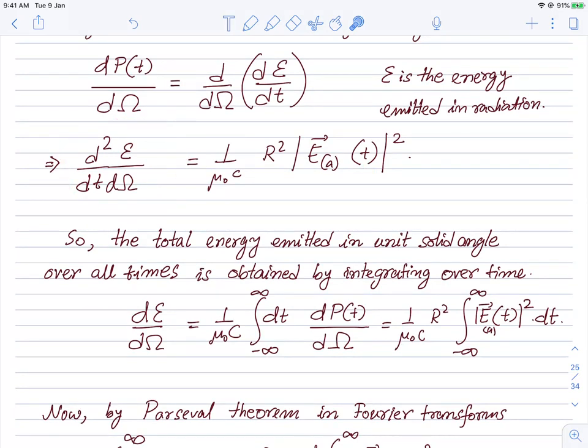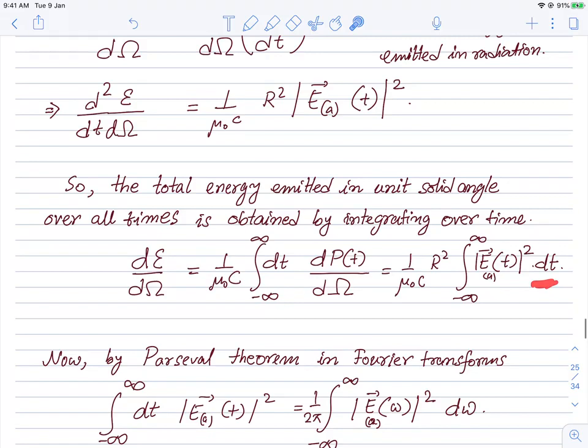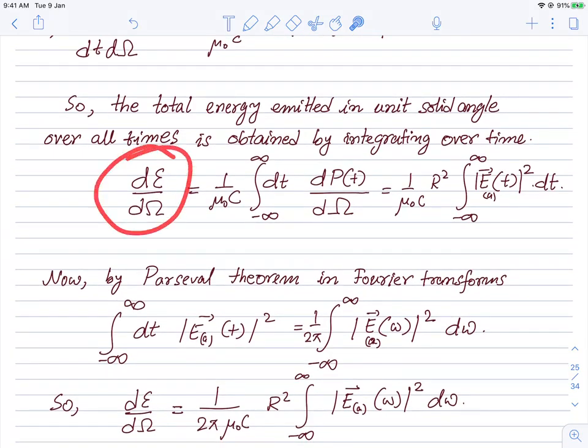Now if we take this expression and try to find out the total energy that is going out per unit solid angle at all times, I'll take this expression and integrate it with respect to time from minus infinity to plus infinity. If I do that, then this is the total energy that is going out, right? If I integrate with respect to time, the time dependence is gone. So now this is just the total energy per unit solid angle.